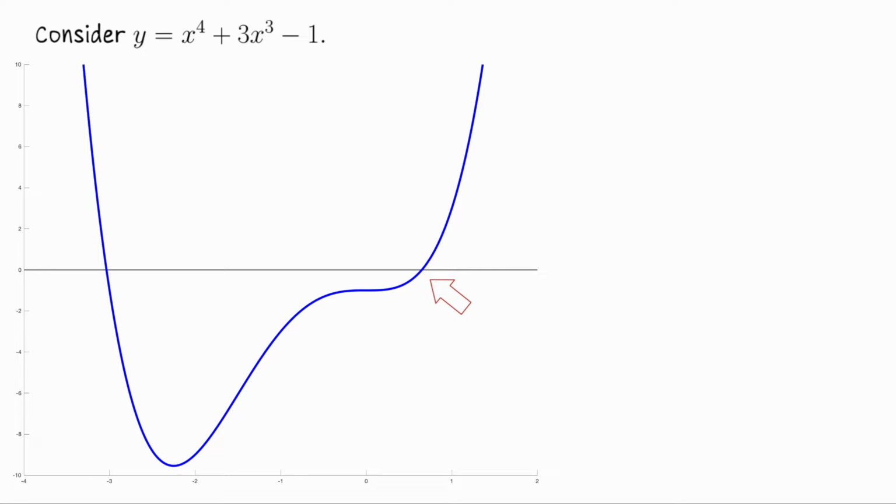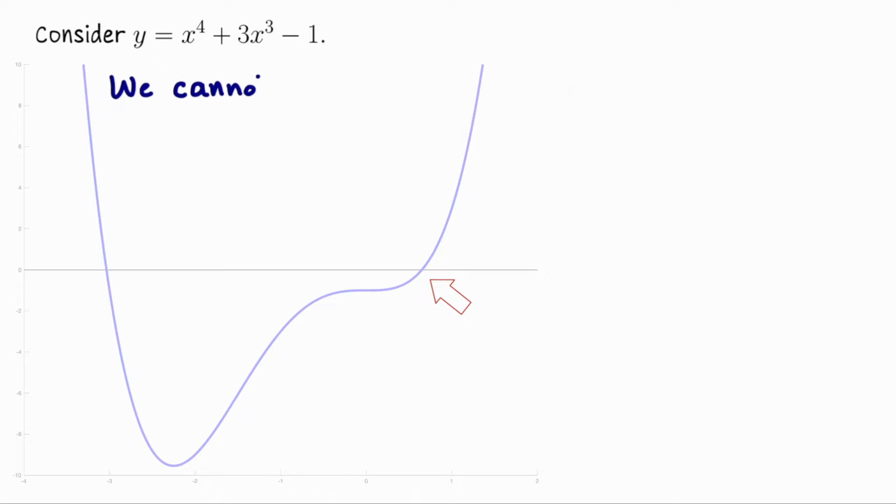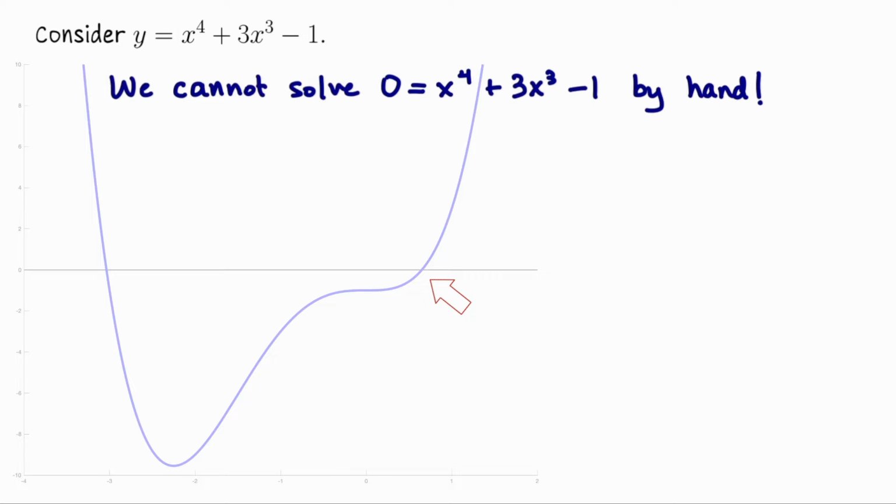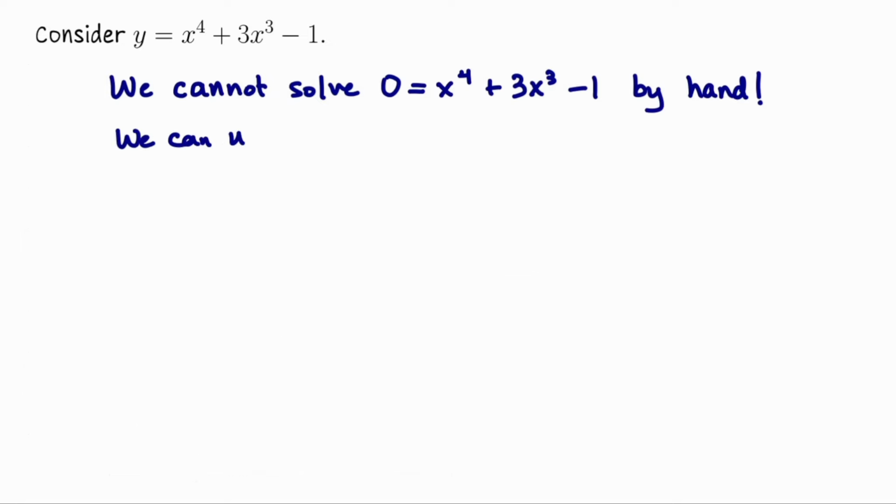Could we try to solve for this by hand? And the answer is no. There is no factoring technique that you can use here to try to solve the equation 0 equals x to the fourth plus 3x cubed minus 1. However, there's one thing that we can do by hand that might help us zoom in a little bit and get a ballpark estimate for where these roots might live, and that's use the intermediate value theorem.